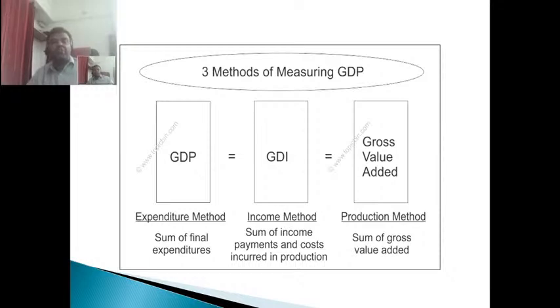So that is the sum of final expenditure. Then there is the income method: the sum of income payments and costs incurred in production. Whatever income you have generated, as an individual or as a company, all income adds up. If there are four members in a family and everybody has an income of 100 rupees, then obviously the income of the family is 400 rupees. So this is also a way to measure GDP. First, calculate everybody's expenditure, or calculate everybody's income, or calculate the value addition at each stage. The final product will also help you understand GDP.